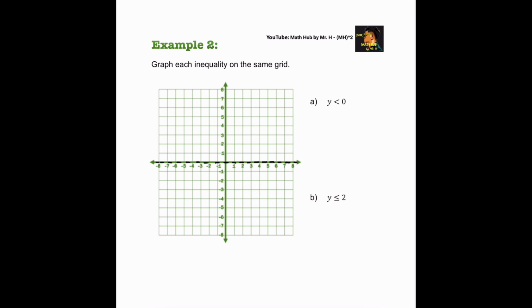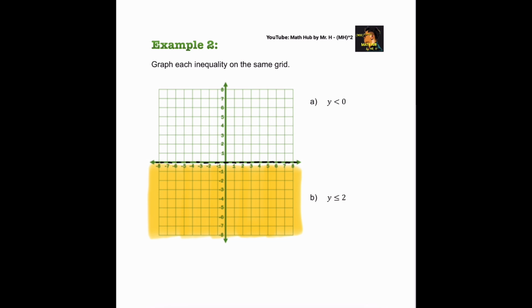And which region do we need to shade? So where can we find the values that are lower than 0? So basically this part. So all the negative numbers. Since the line is broken or dotted, definitely the points that are on that broken line are not part of the solution set. Right, so you can pause the video and graph letter B.